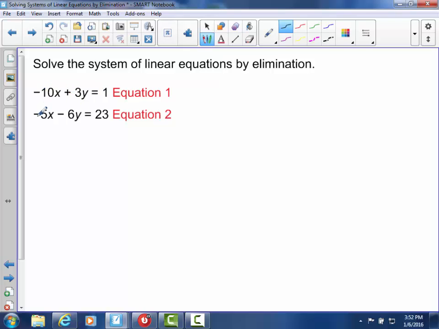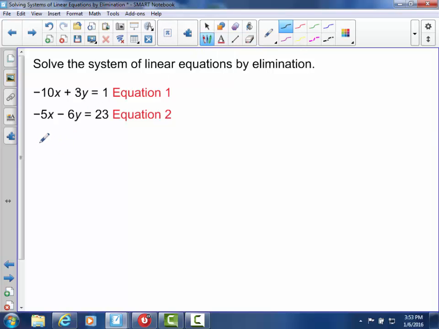These already have the same sign, and 5 times 2 would give me 10. So I could take this entire equation here and multiply by 2. That's one way I could get those to be the same. My other choice is if I wanted these two, because they've got opposite signs and 3 times 2 is 6, I could multiply this top one by 2 and then I would have opposites. So I'm going to show you both choices, and you can decide which you like best.